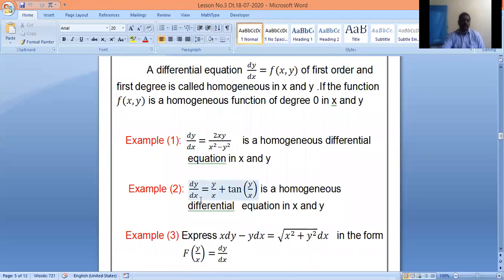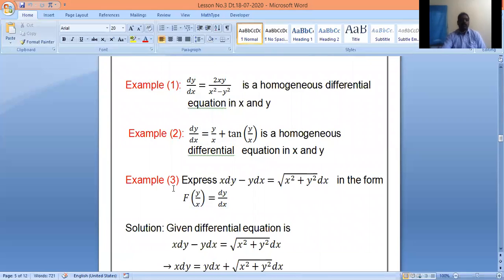Example 2: dy by dx is equal to y by x plus tan of y by x. Here, f of x comma y is a homogeneous function of order 0. Therefore, this differential equation is called a homogeneous differential equation in x and y.